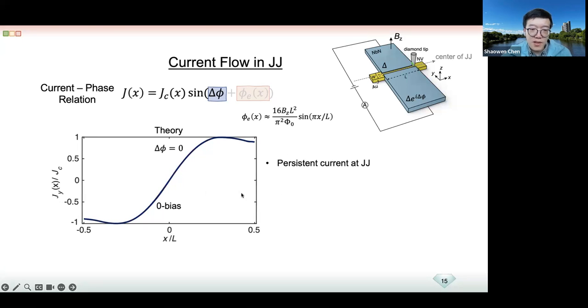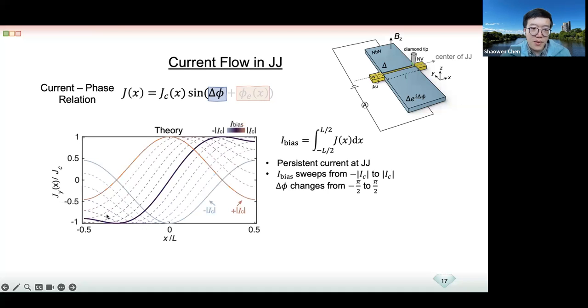So that is a persistent current at the junction. And now if I change delta phi, essentially what I'm doing here is shifting this curve towards one side of the screen, right? So for example, when I'm at pi over 2, I reach the positive critical current of the junction, and the current profile will look like this.